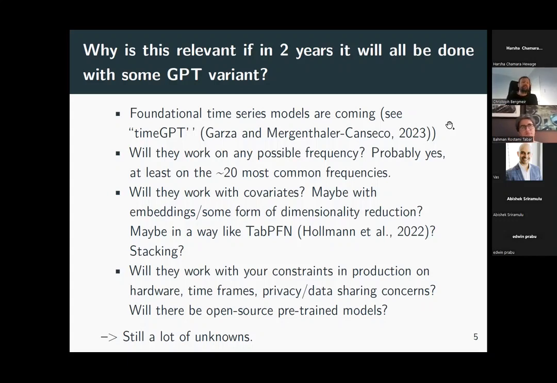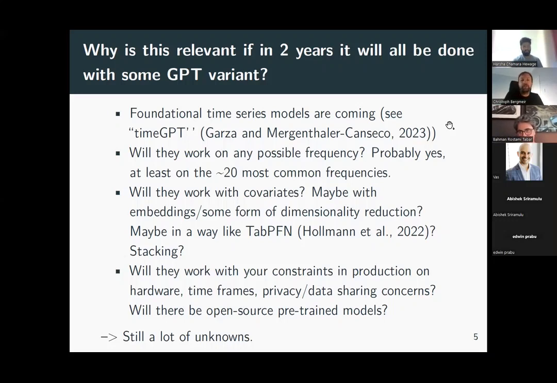I just two days ago learned about TabPFN, which is like a transformer for tabular data that works up to 100 features. So I think that's a very interesting thing. Maybe that can in some way be adapted to GPT. You could try some stacking where basically you just take whatever this GPT method gives you and you feed that into your own algorithm as an additional input. So I think there are definitely ways to address this, but right now we don't know any of these things.